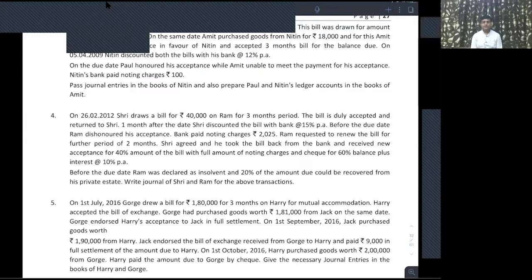On due date, A could not remit his share. Still B honored the bill. Full stop.